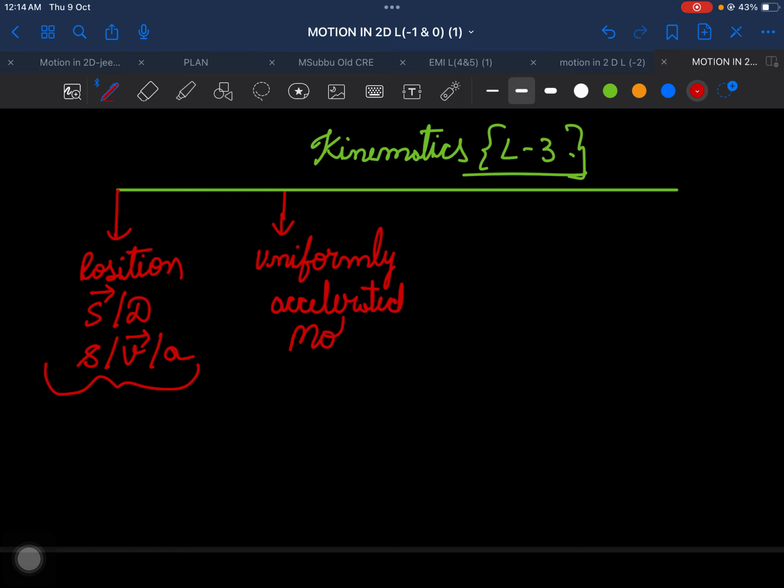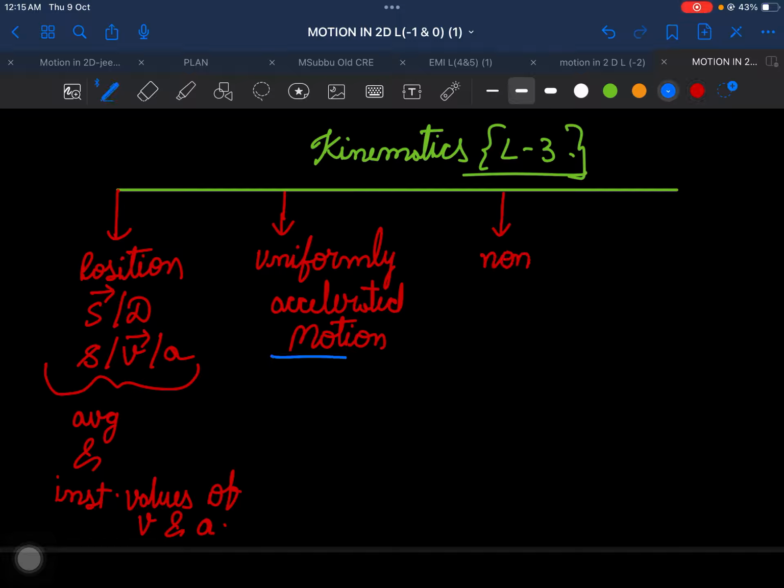Here we will also deal with average and instantaneous values of velocity and acceleration, right? Then the third vertical is non-uniformly accelerated motion. In this uniformly accelerated motion, our acceleration is equal to constant.